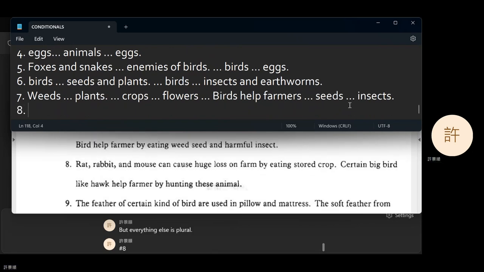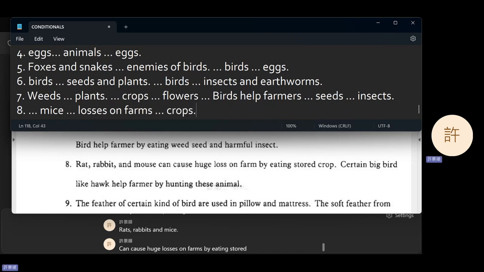Number eight. Okay. You can use plural, right? Rats, rabbits, and mice can cause huge losses on farms by eating stored crops. By the way, a crop is just a kind of plant that you want to grow. 农作物.